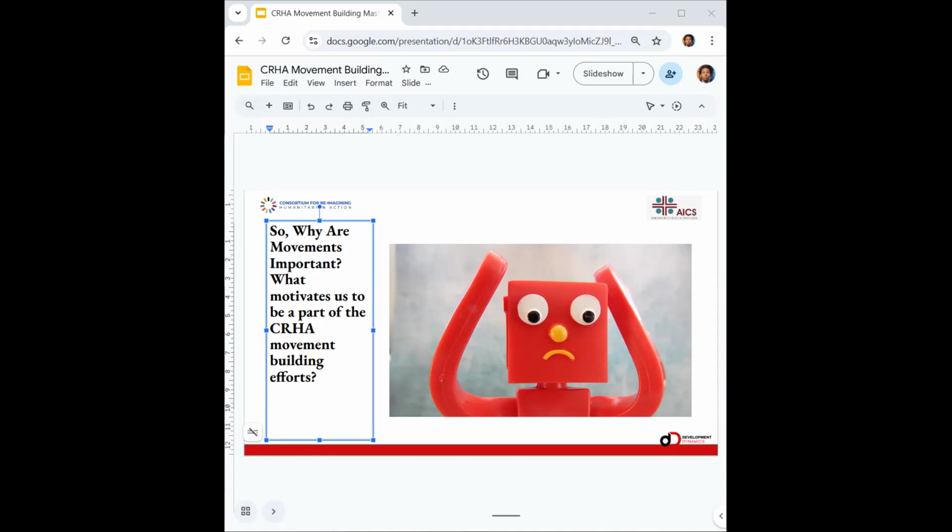We have Vivian saying that it's mainly to have a bigger voice. So again, amplification of voice. So not to be speaking in a silo as just us, but when we speak as a consortium, as a collaborative, then we're able to have a bigger voice, a louder voice.